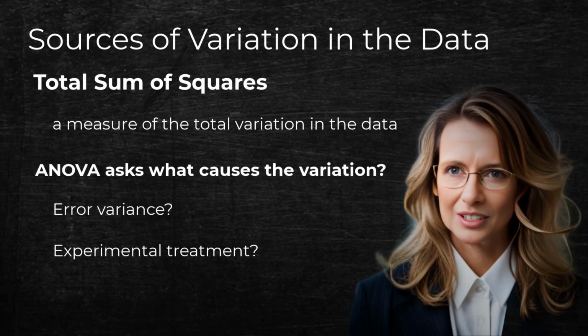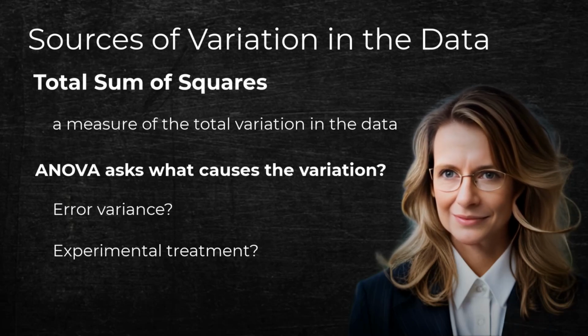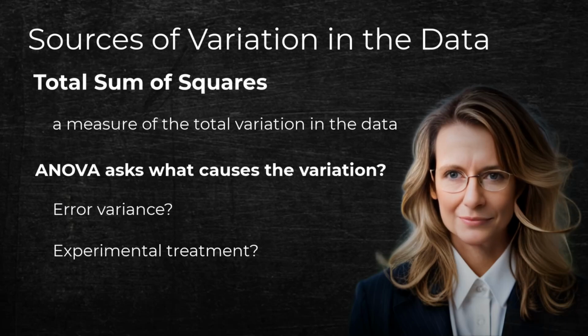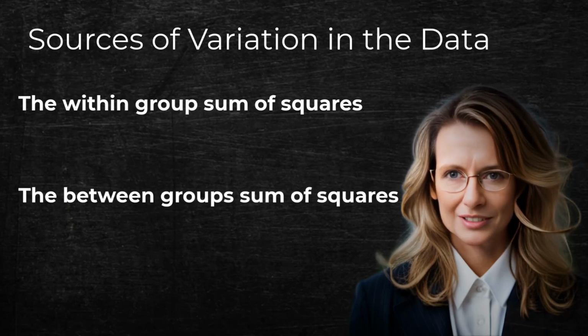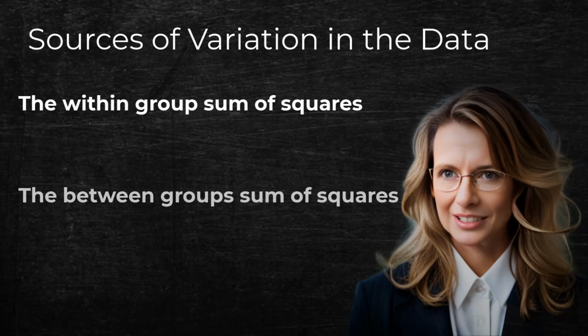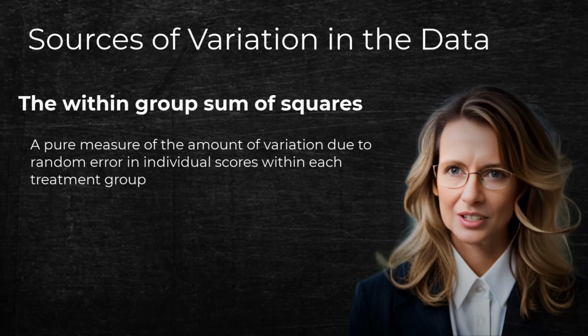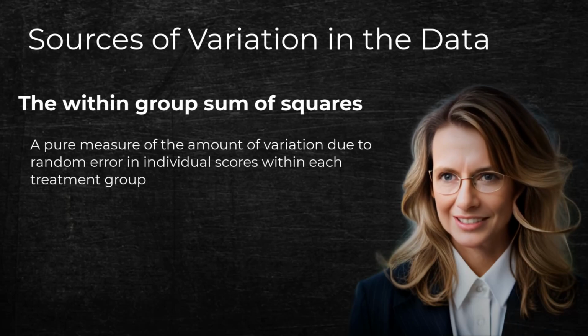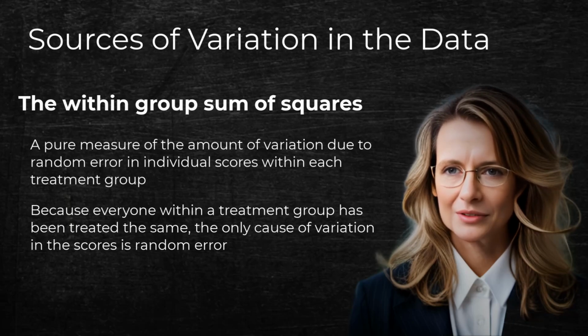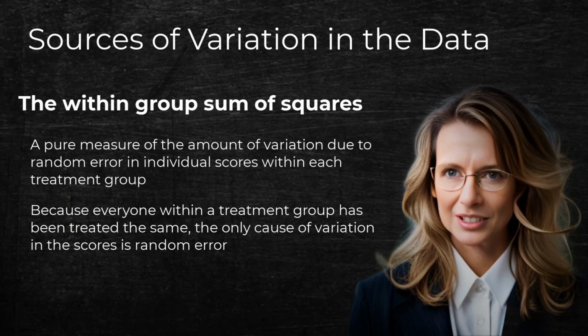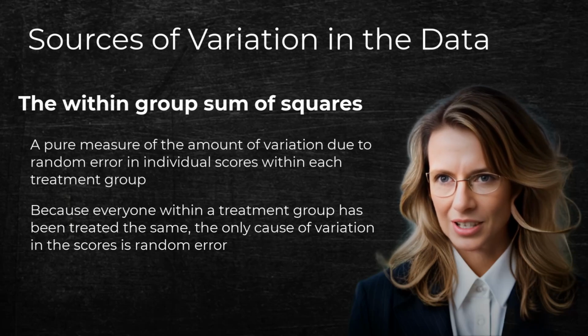As you will see, the total variation in the data reflected by the total sum of squares is actually comprised of two other independent sources of variation. These are the other two important concepts, the within-group sum of squares and the between-group sum of squares. The within-group sum of squares is a pure measure of the amount of variation due to random error in individual scores within each treatment group. Because everyone in a treatment group has been treated in exactly the same way, the only cause of variation in the scores is random error.